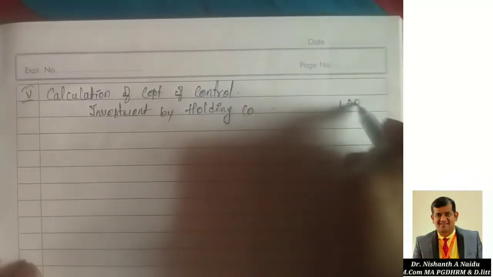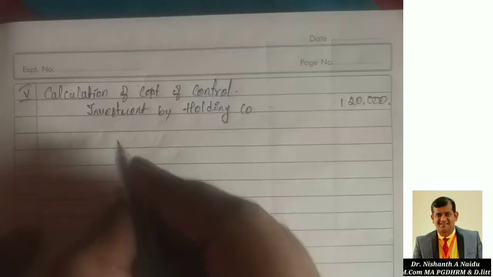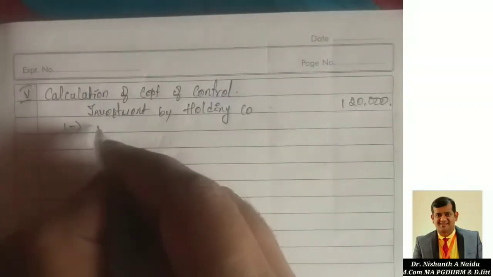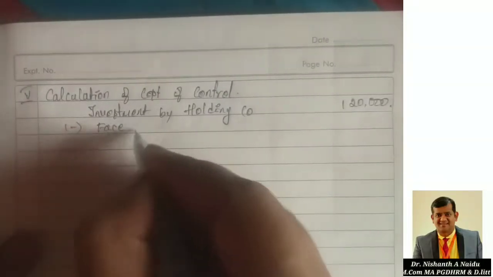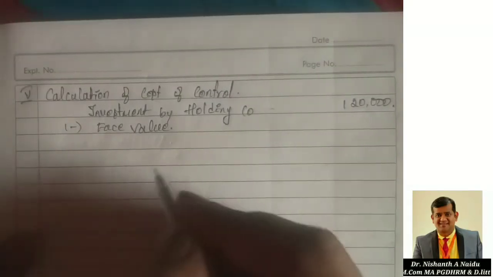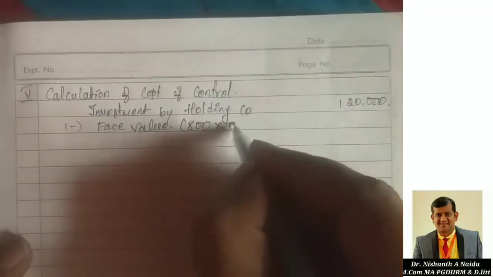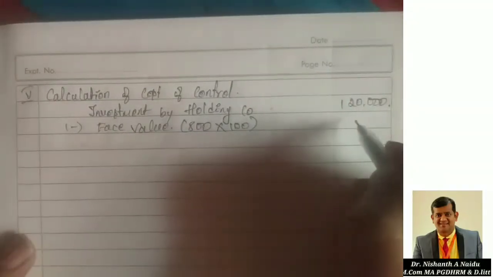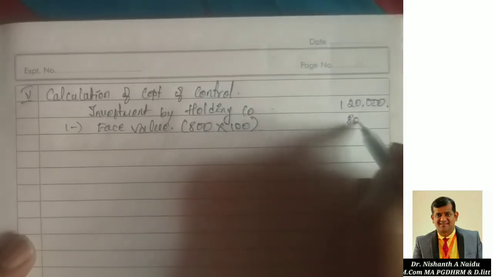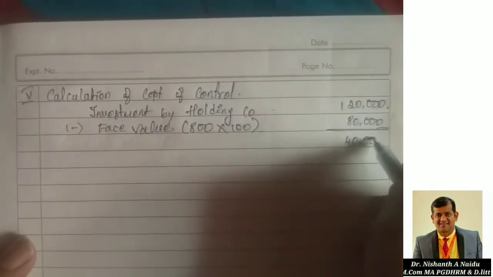So 1,20,000 rupees I have copied. Less face value. So how many shares? 800 shares. What is the face value? 100 rupees. 800 into 100 is 80,000 rupees. So the left out balance is 40,000.